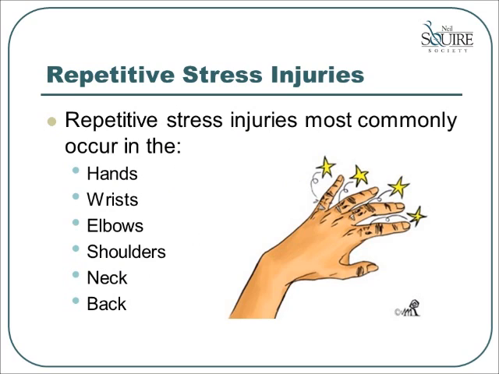Repetitive stress injuries most commonly occur in the following parts: hands, wrists, elbows, shoulders, neck, and back.